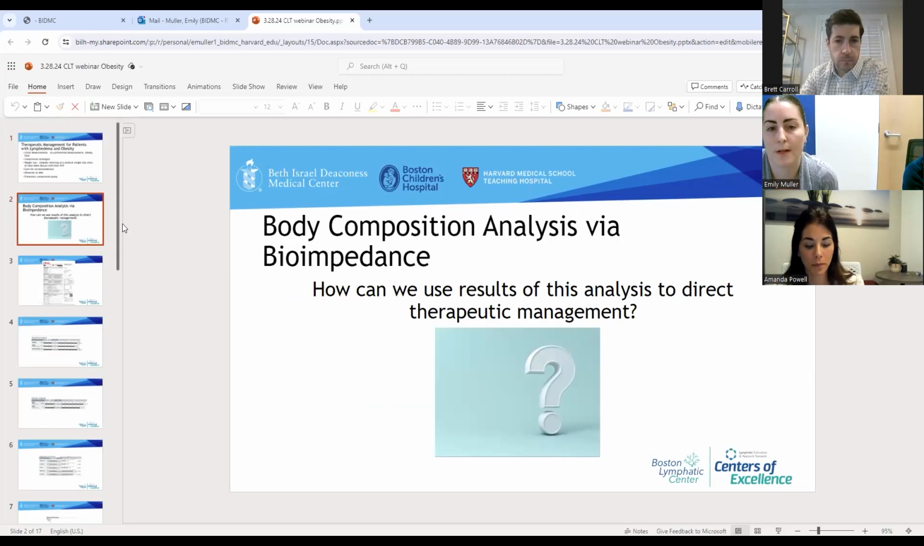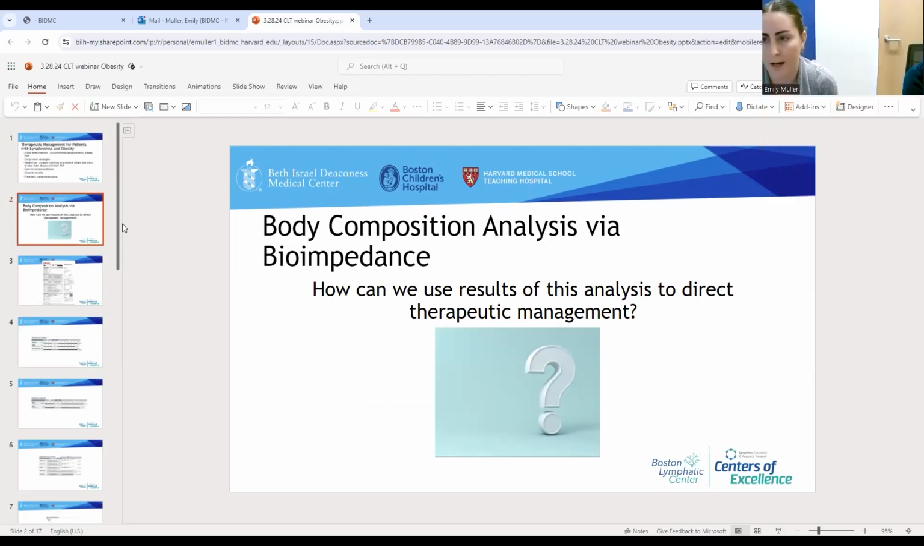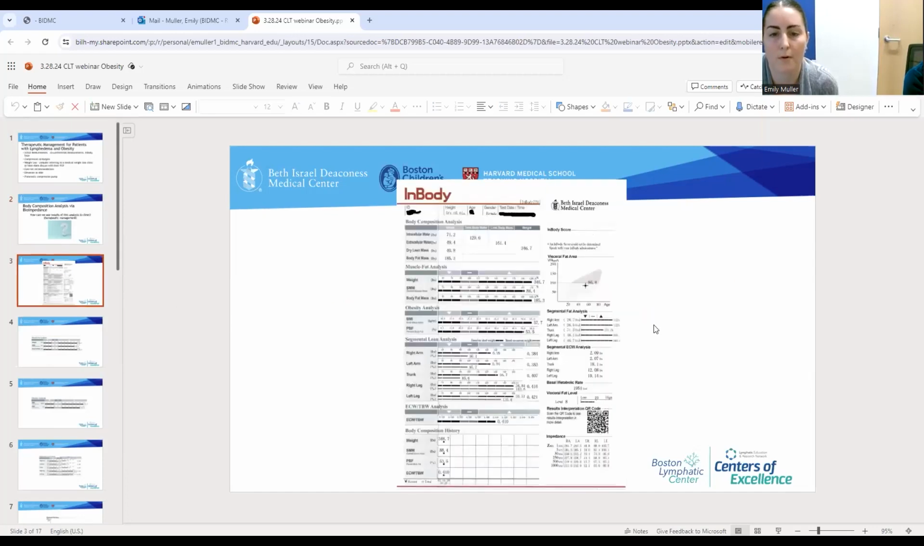So we're going to go a little bit into the bioimpedance and how we can look at the body composition, and how we can use those to direct our therapeutic management. Again, I know not everyone has these, but we do feel fortunate to have them, and we can use them. So here, this is called the InBody. It gives a full body composition breakdown. It's a really nice handout we can give to the patients as well. They can take it with them.